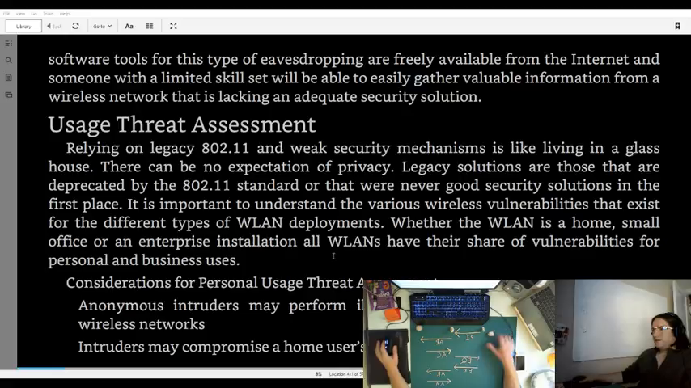Software tools for this type of eavesdropping are freely available from the internet, and someone with a limited skill set will be able to easily gather valuable information from a wireless network that lacks an adequate security solution. Usage threat assessment.